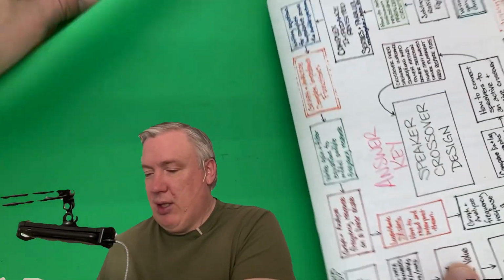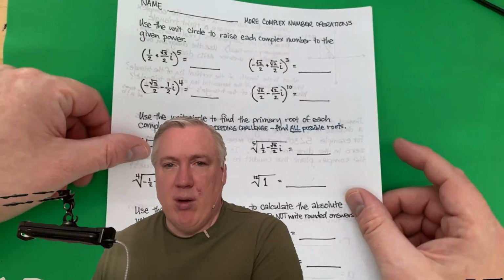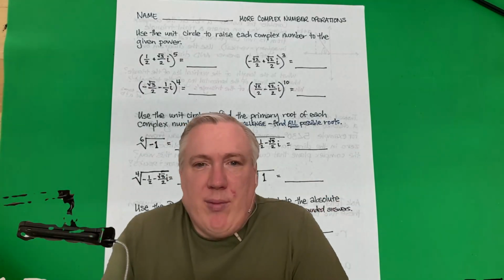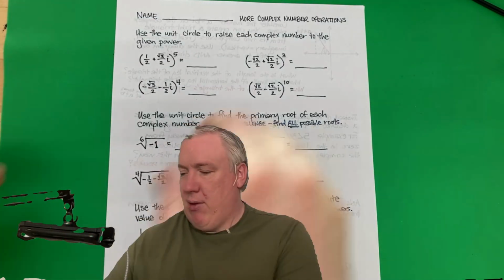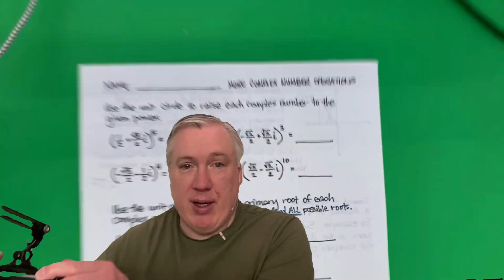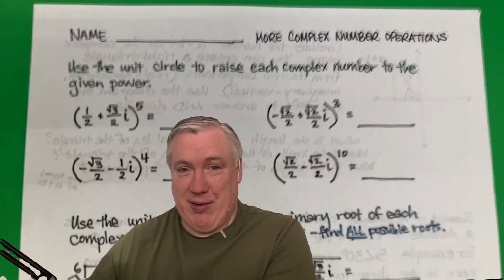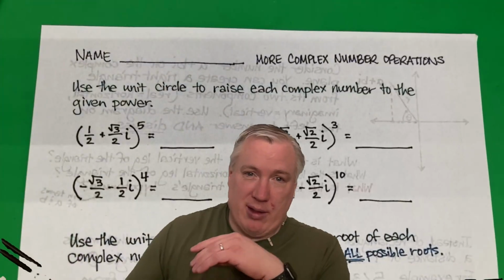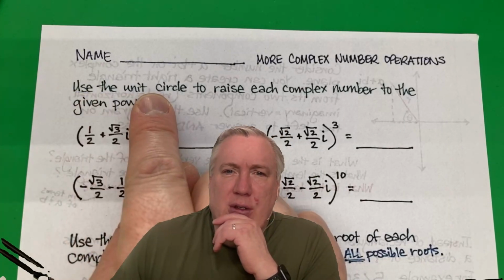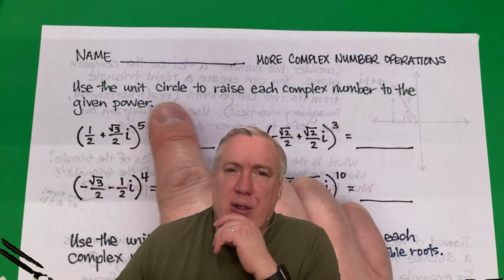So it's this sheet of paper that we need to do or start today. Okay? And so I'm going to walk you through it. Now, the first thing it says at the top, and again, if you're not ready for this, if you haven't done the other stuff, pause, come back to this. It says, use the unit circle to raise each complex number to the given power.